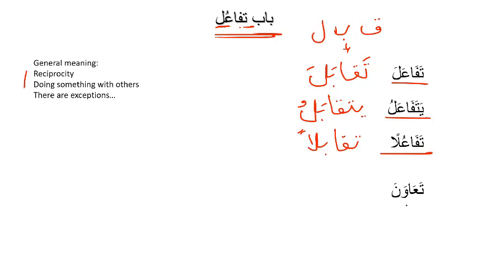All right, and ta'awana yata'awanu with ayn waw noon, and then ta'awanan. This has an illat, so it's slightly tricky, but it means to cooperate with one another. The example I want you to learn though is this one: tafa'ala yatafa'alu tafa'ulan, the example is taqabala yataqabalu taqabulan.